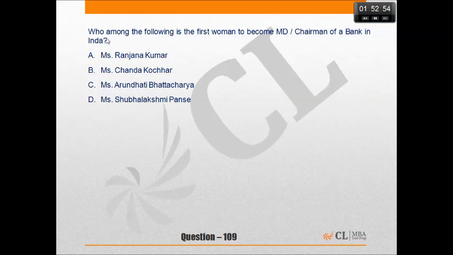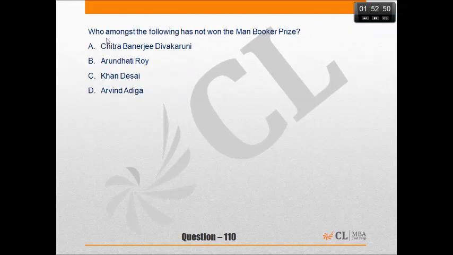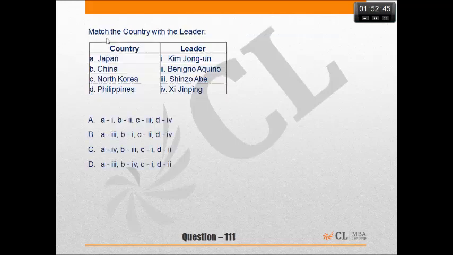Who among the following is the first woman to become MD chairman of a bank in India? Not sure, so I'll skip. Who has not won the Man Booker Prize? Skip.